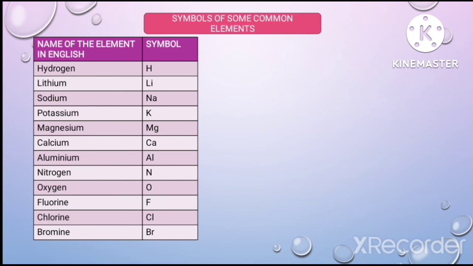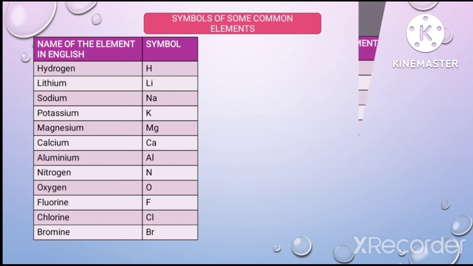So, the symbol of hydrogen is H, lithium Li, sodium Na, potassium K, magnesium Mg, calcium Ca, aluminium Al, nitrogen N, oxygen O, fluorine F, chlorine Cl, bromine Br. Now you can see that the first letter of the symbol is always in uppercase, while the second letter is in lowercase.